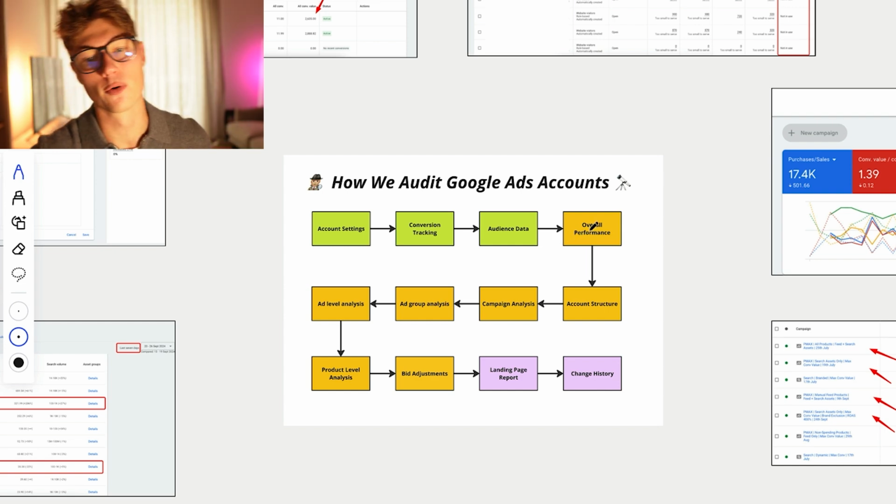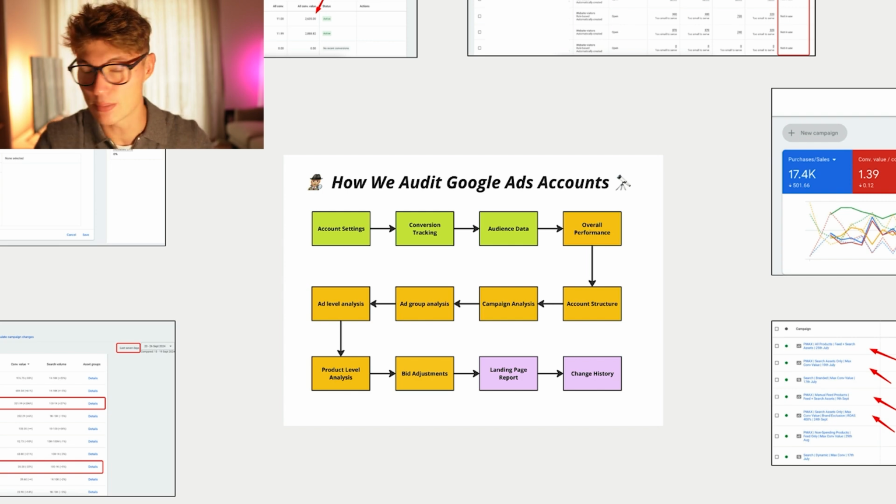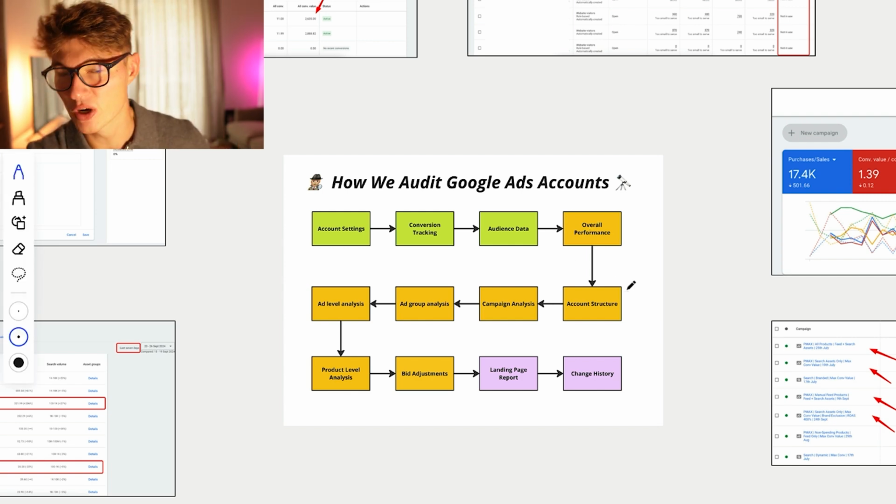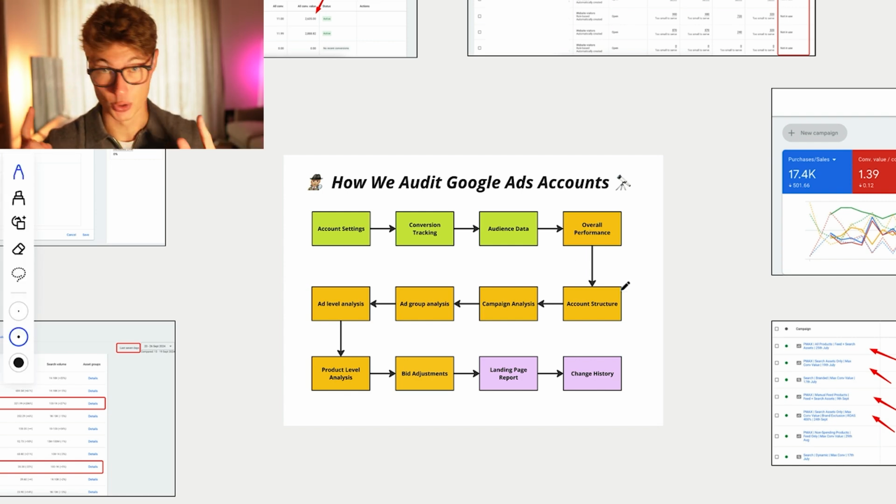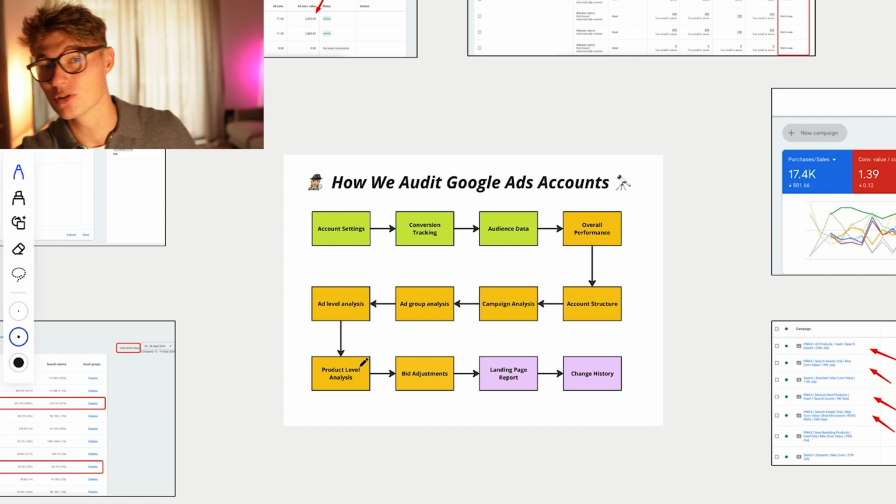Then we're going to look at the overall performance and see, are we trending up? Are we trending down? Are we hitting our goals, right? ROAS, CPA goals, whatever that might be. Then we're going to look at the overall account structure, okay? Because your structure is your strategy. We're going to go from campaign to ad group to ad level analysis. We're going to go down to the product level as well and see if there are any issues there.